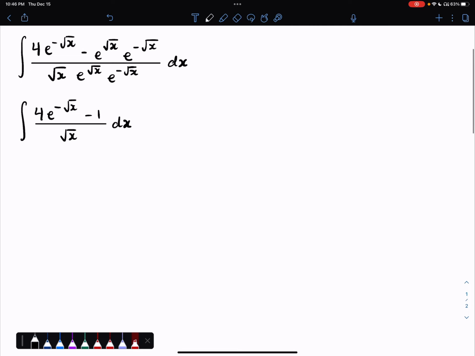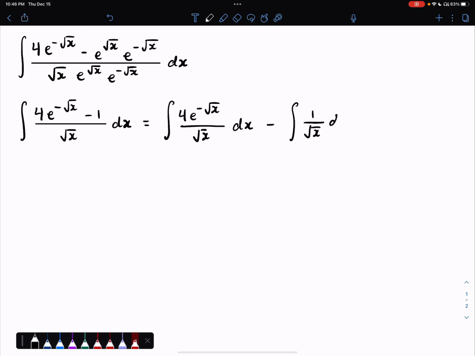And this is nice because we can write this as two separate integrals. So we're going to get the integral of 4e to the negative square root x divided by square root x dx minus the integral of 1 over square root x dx.